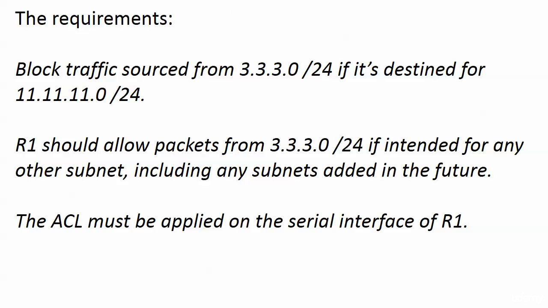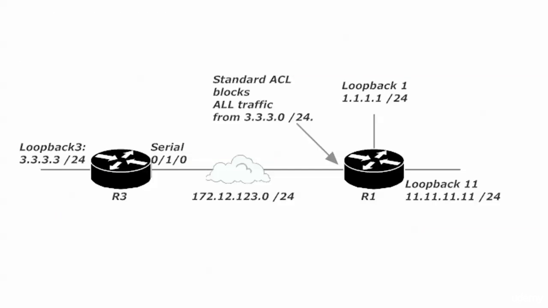We're definitely putting the ACL on the serial interface of router 1. And we just block traffic sourced from network 3 if it's destined for network 11. Thing is, we want to allow packets from network 3 to any other subnet, including subnets we add in the future, and we saw that that didn't happen because we tried to ping 11.1.1.1 from router 3 and it did not go through. And you know why, but I'm going to show you why anyway.